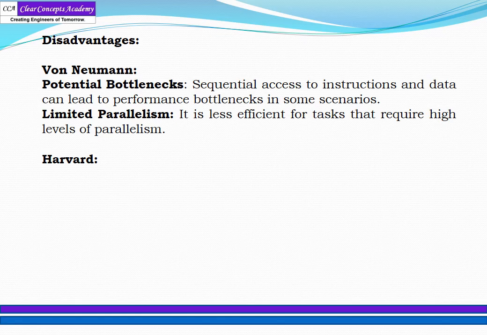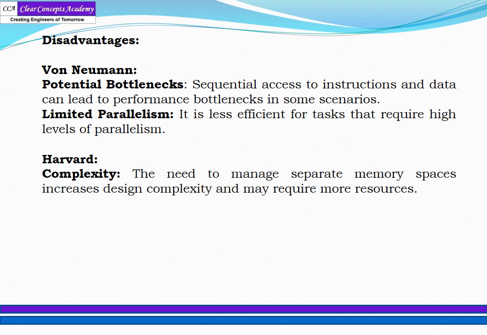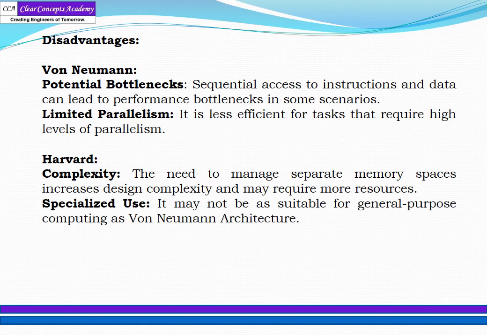And what are the disadvantages in case of Harvard architecture? Complexity. The need to manage separate memory spaces increases the design complexity and may require more resources. Since there are two separate memory locations, you will have to have a better control unit, better space, better design, better heat dissipation. The circuit has to be designed properly to take care of all circuit design parameters. Specialized use. It may not be as suitable for general purpose computing as Von Neumann architecture is.